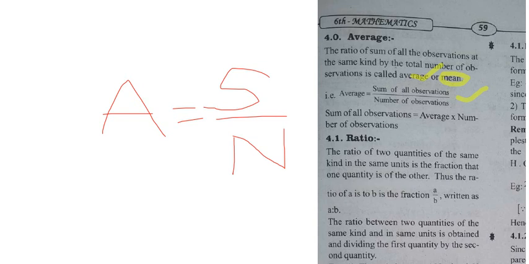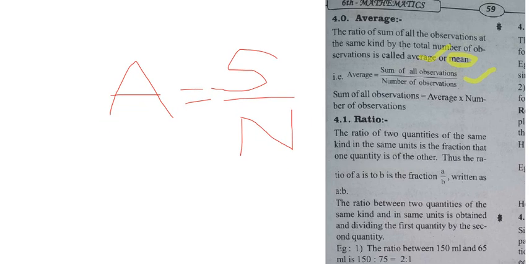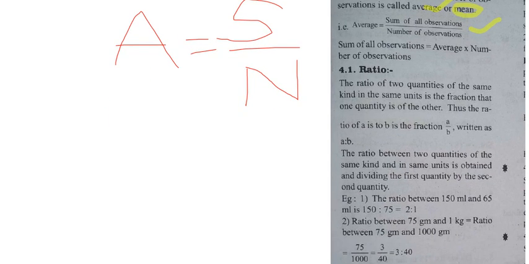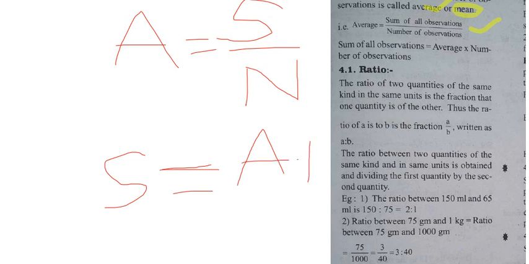From this, can I write like this? If I write my sum is equal to, where is S? Just wait, I will show you that. My sum is equal to, from this I can write that S is equal to A into N. So from this I can write that what?